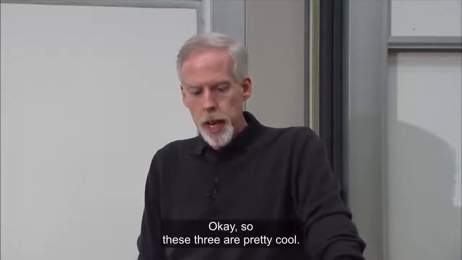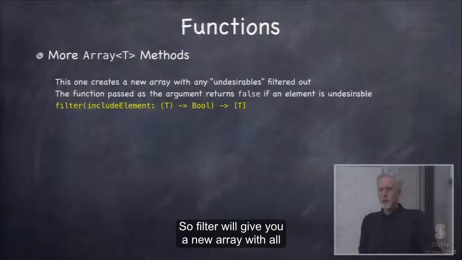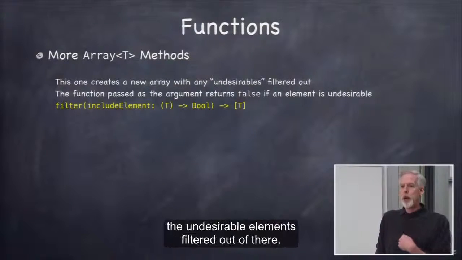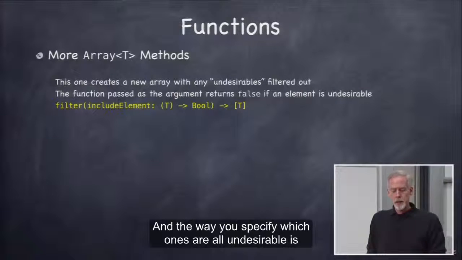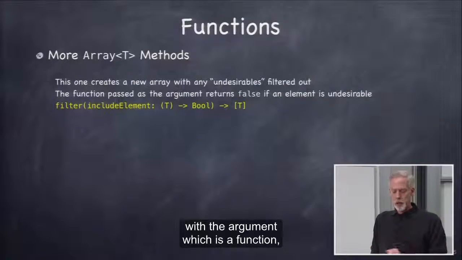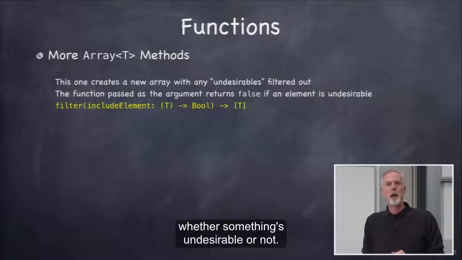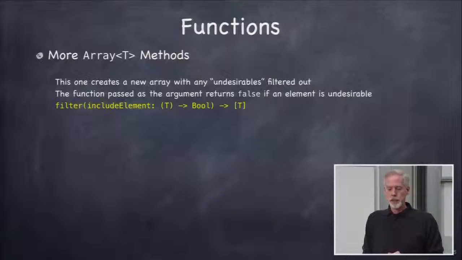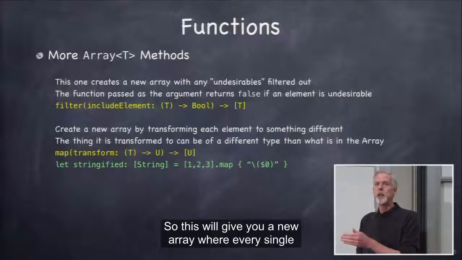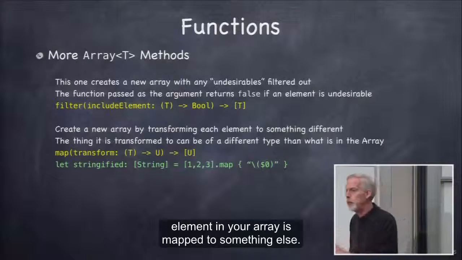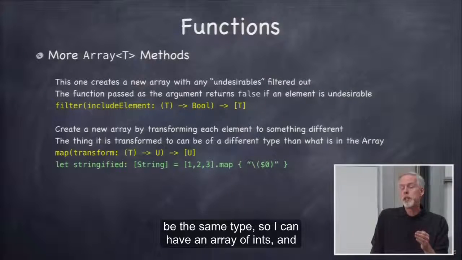More array methods. Okay, so these 3 are pretty cool. This one's called filter. So filter will give you a new array with all the undesirable elements filtered out of there. And the way you specify which ones are undesirable is with the argument, which is a function that just returns a bool, whether something's undesirable or not. Make sense? And there's another one you can do by mapping. So this will give you a new array where every single element in your array is mapped to something else. And the thing you map it to doesn't even have to be the same type.